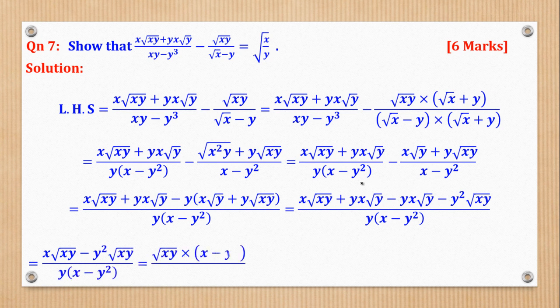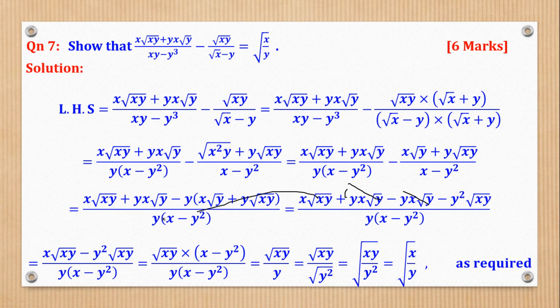Then I realize that this one and this can cancel, so I remain with this and this. Denominator remains the same. Then from there I realize that square root of xy is common. So factorize it out to remain with x minus y squared, which is also similar to a certain term in the denominator. So I'll cancel this and remain with this over this.